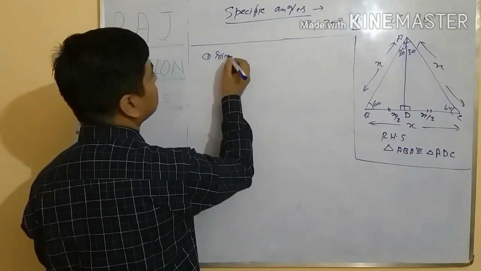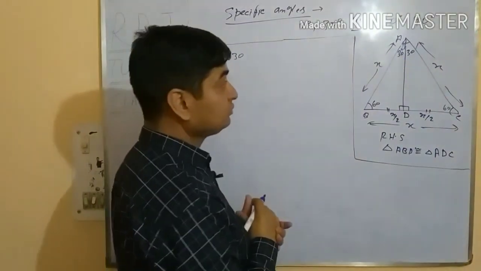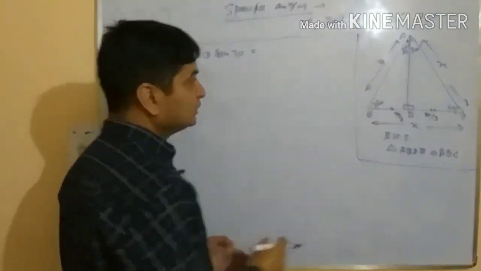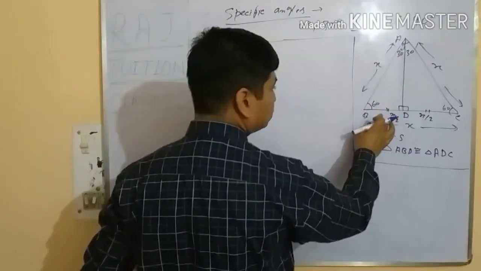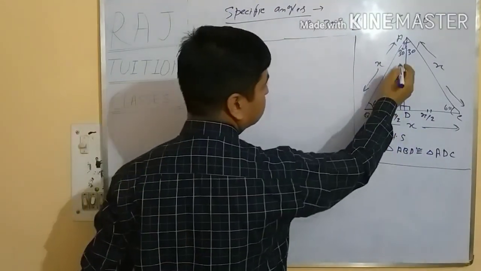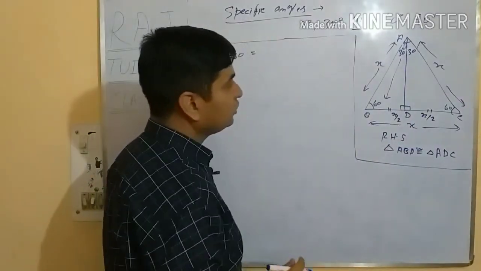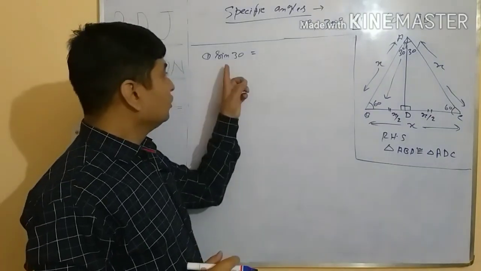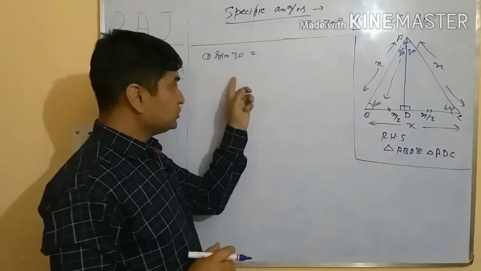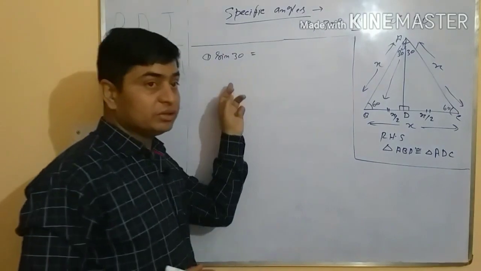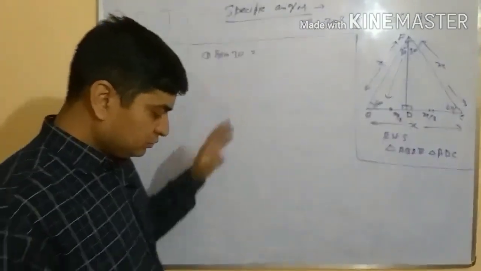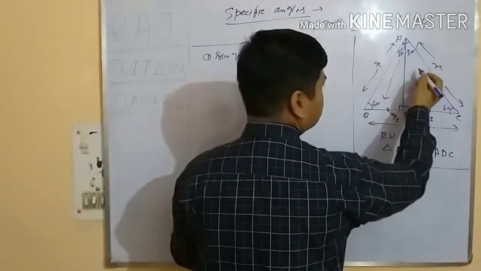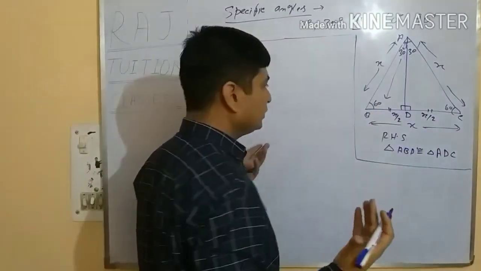The first angle is sine 30. How will you calculate sine 30? Sine 30 is the side opposite to 30 degree. You may take this triangle or you may take this triangle. We have to take a right angle triangle for the application of trigonometric ratios, because trigonometric ratios are limited to right angle triangles in the introductory stage. So you may take this one or this one, it doesn't matter.